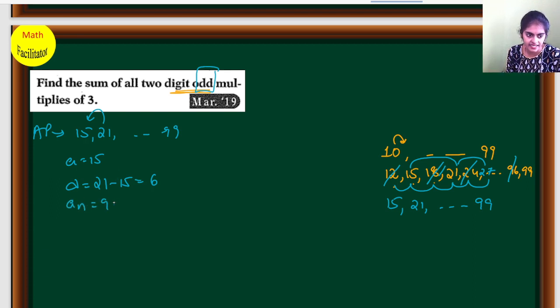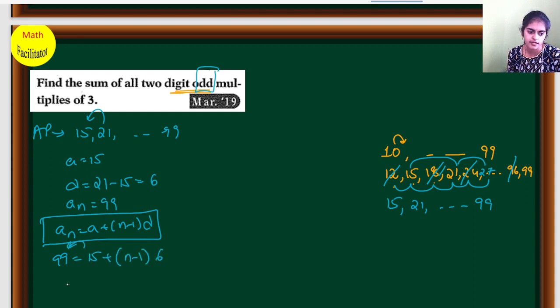So an is again 99. I need to find the sum. So again the same procedure. Firstly I want the n value. So an is a plus n minus 1 into d. So 99 equals a is 15 plus n minus 1 into d is 6. So please transpose: 99 minus 15. 9 minus 5 is 4, 9 minus 1 is 8, equal to n minus 1 into 6. So n minus 1 equals 84 divided by 6. What does this come to? 6 1s are 6, 6 14s are 84. So from here n equals 15. n minus 1 is 14, n is 15.